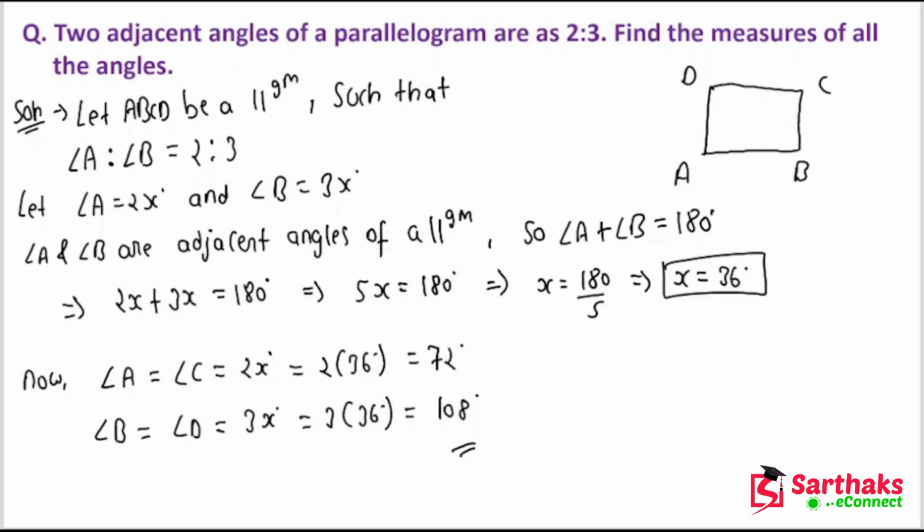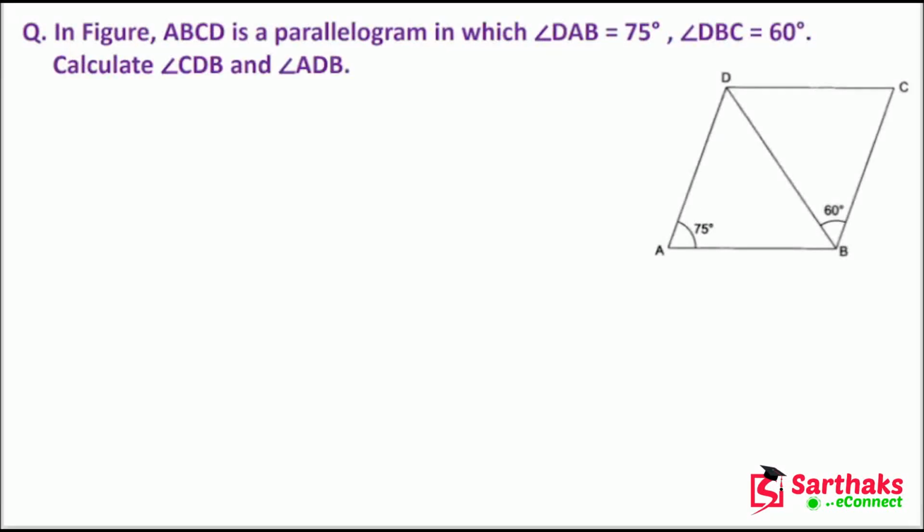Let us move on to the next question. I hope you got this question. This was very easy question, just on the properties of parallelogram. So this question says, in figure ABCD is a parallelogram in which angle DAB is equals to 75 degree. So angle DAB is equals to 75. It is clearly seen. And angle DBC, that is this angle where BD is a diagonal, this angle is 60 degree. We need to calculate angle CDB and angle ADB. CDB, that is we need to find this angle, and angle ADB, that is A, D and B, and we need to find this angle, right?